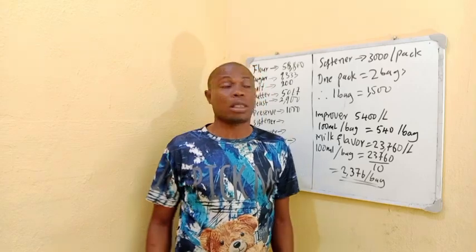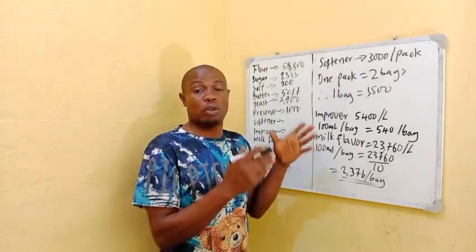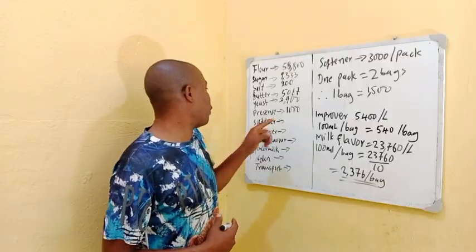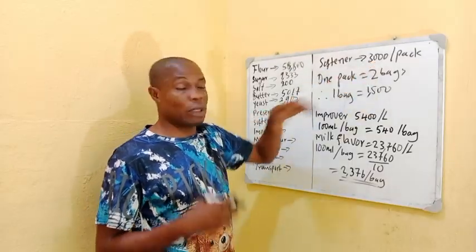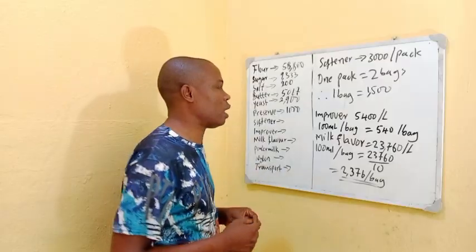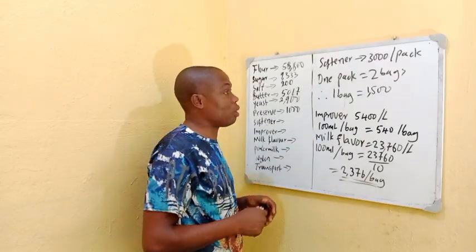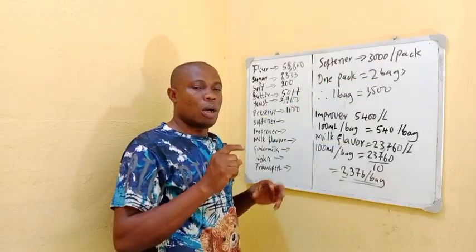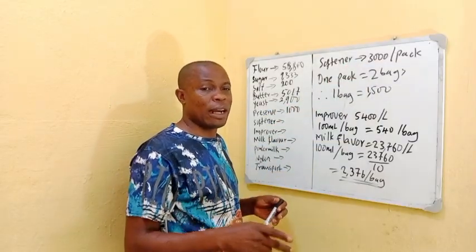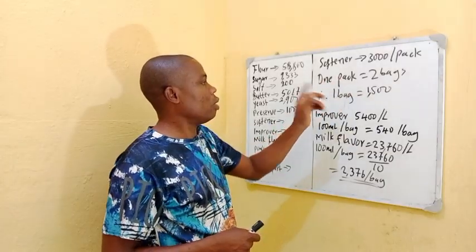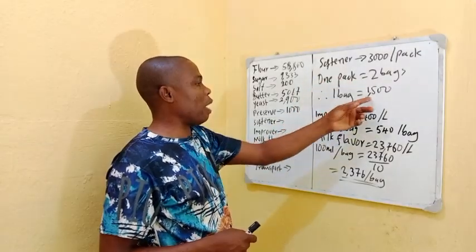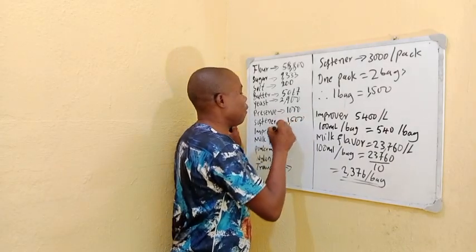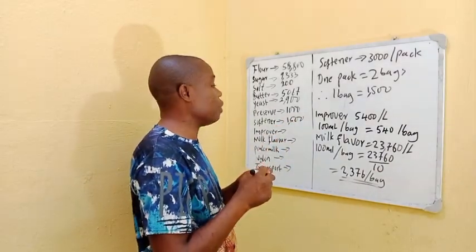Let's take a quick look at the softener. I use softener to make my bread very soft, so it's among the list. For softener, here we have the type I buy, that Dependox softener. It's 3,000 naira per pack. Some areas are less than that. On the pack it is recommended that one pack is for 2 bags. That means for one bag, we have 1,500 naira. And so let's look at the next item, the improver.